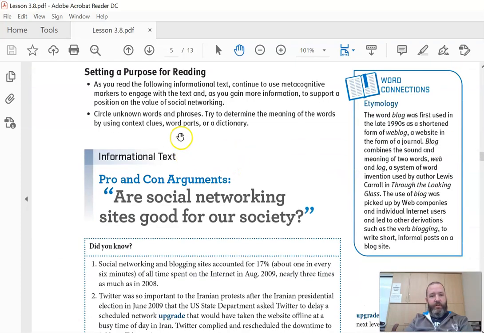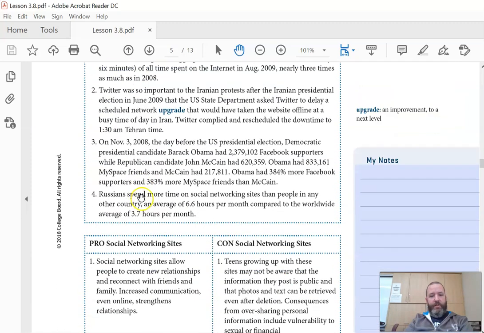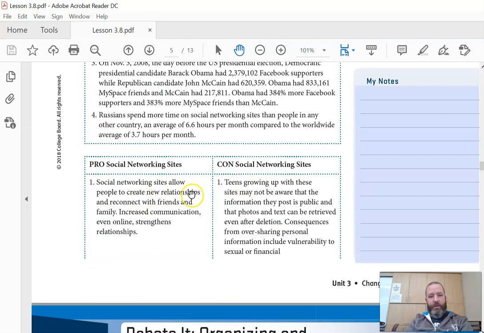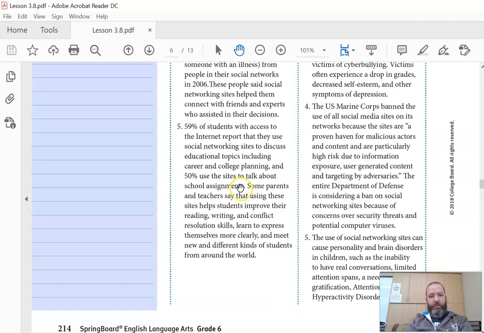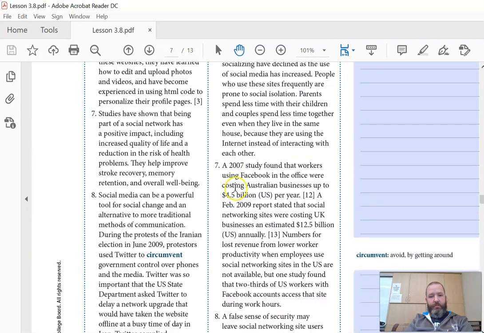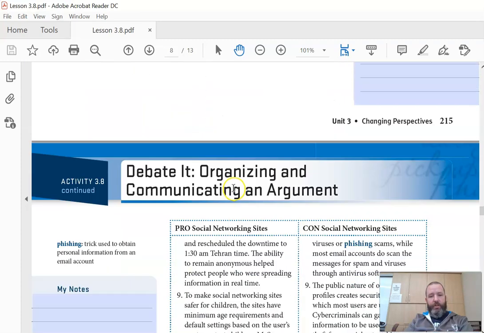And then there's the second article. You're also going to use those metacognitive markers in this one. You'll notice that it's set up in like a pros and cons already for you, so it makes it a little bit easier to work your way through it and then know what's what.